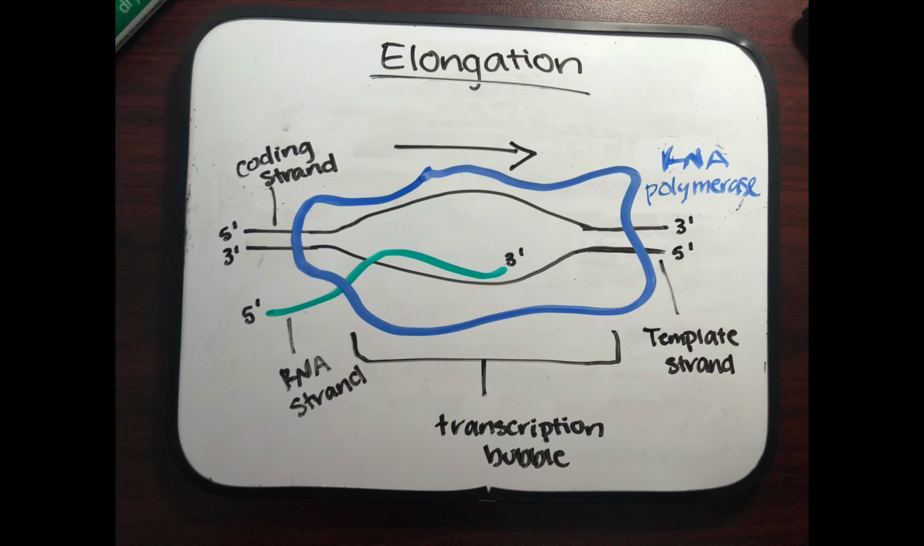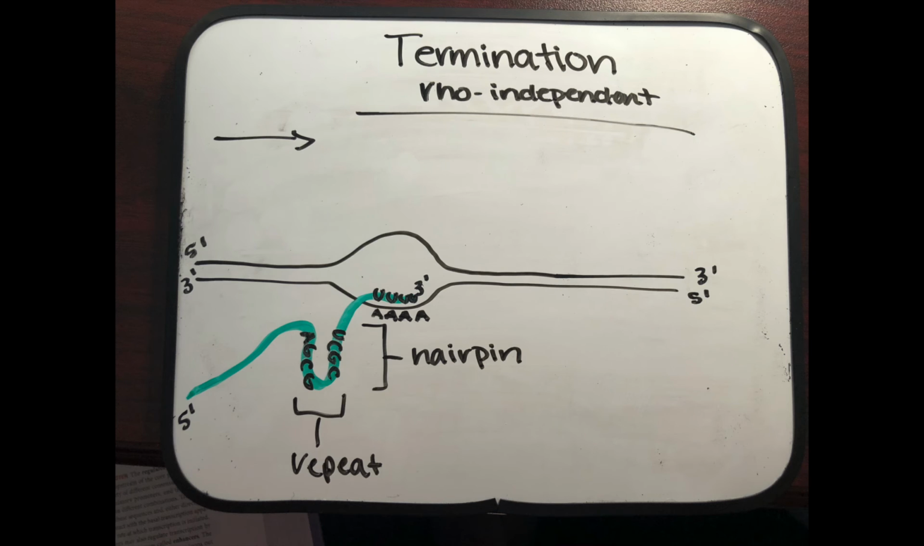During elongation, we can also see the transcription bubble and the direction in which transcription moves. In this case, it is from left to right. Lastly, we have termination. We have Rho independent and Rho dependent.